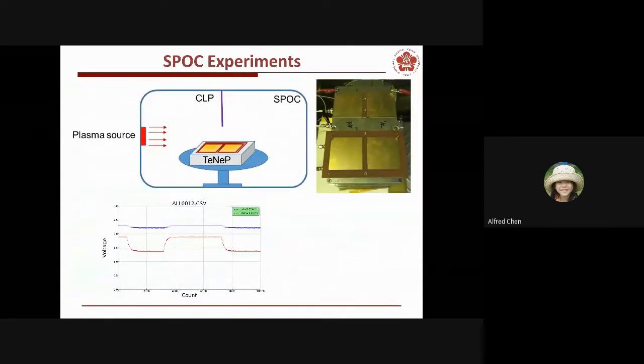This is an experiment we just finished last week in our space plasma chamber. We have a space plasma source here, and we place a Langmuir probe here for comparison, and we place the TNAP here with two kinds of electrodes. Then we can see, when we release the plasma and turn on the sweeping frequency signals, the signal changes here. So the prototype has successfully passed the test of the ETP mode.